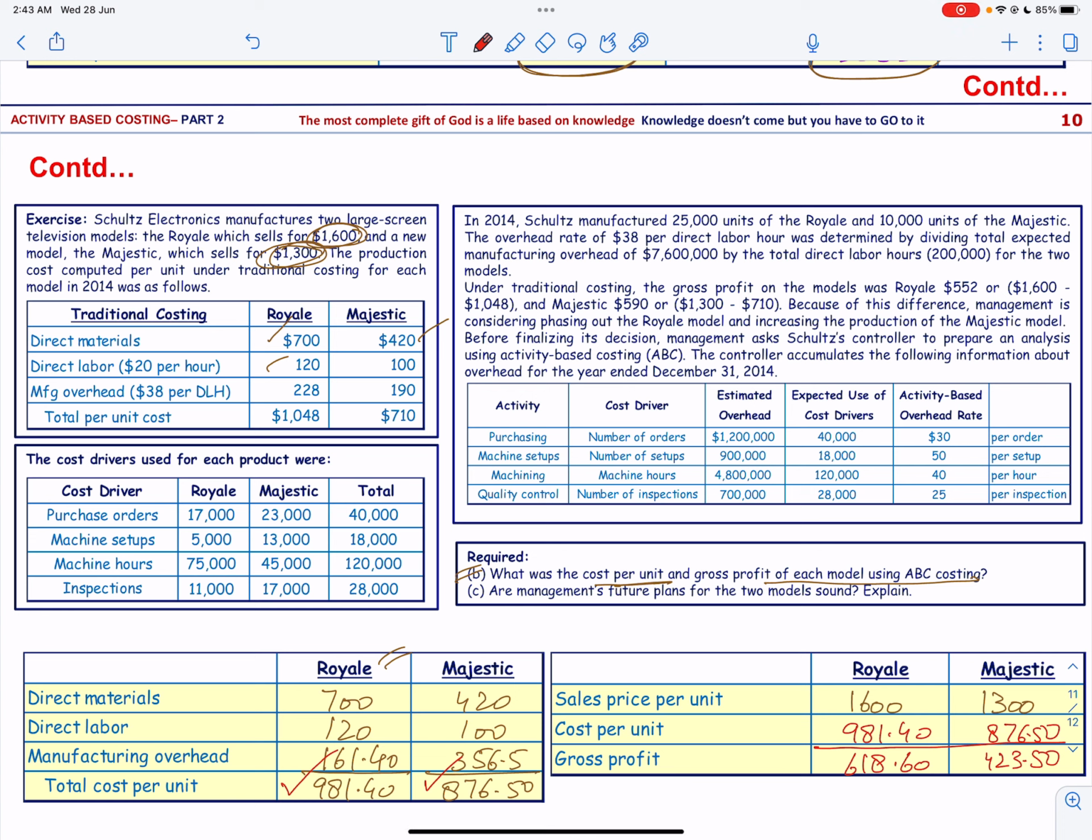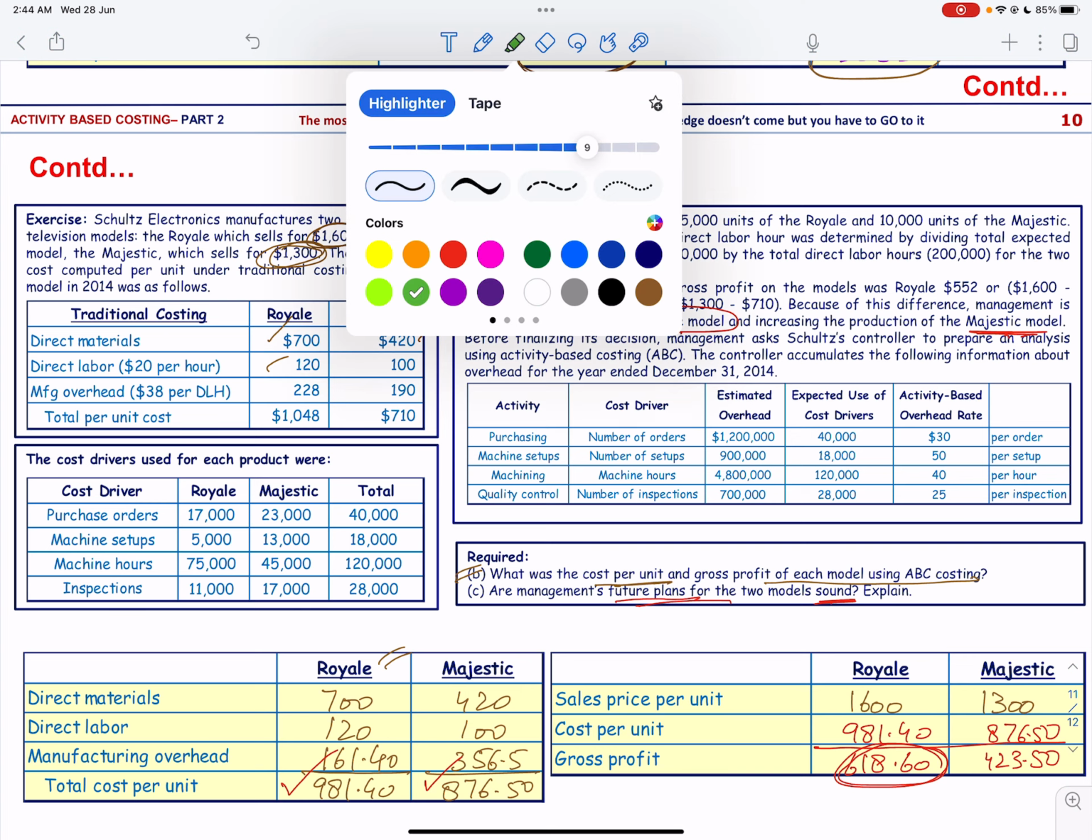Then let us go to the last part, and they ask, are management's future plans for the two modules sound? Because what they are planning is that management is considering phasing out the Royal model and increasing the production of Majestic. Now you can see that I think they are not making a sound decision in this case, and the reason is that the Royal is generating a gross profit of 618 against 423 by Majestic.